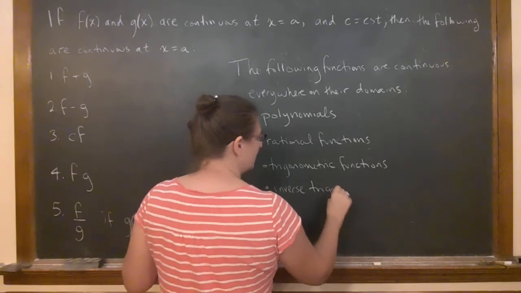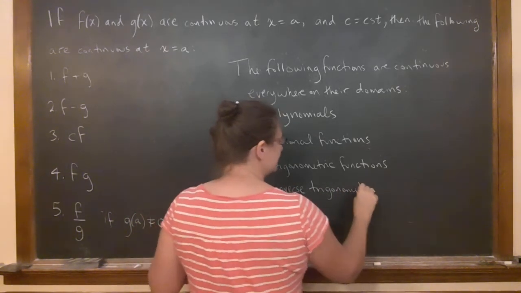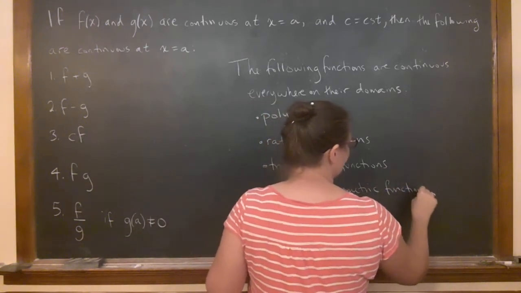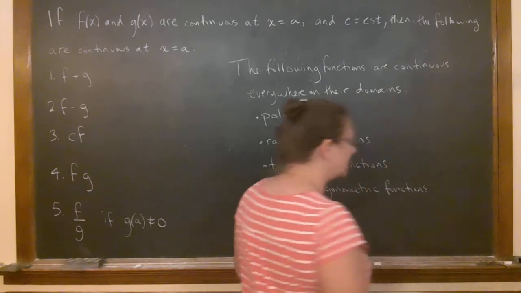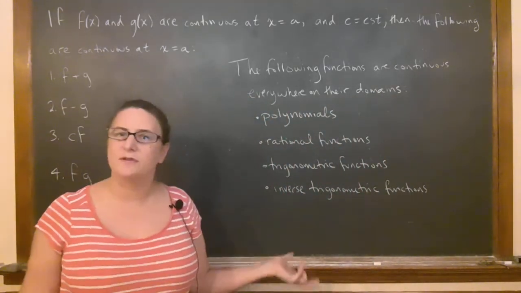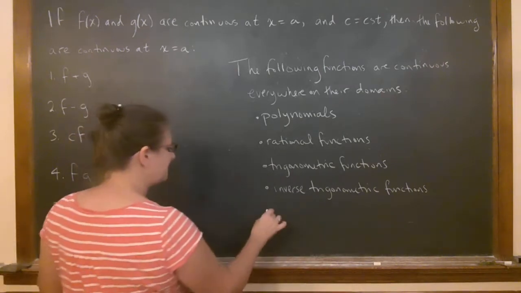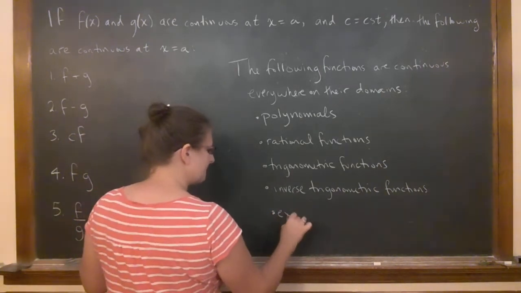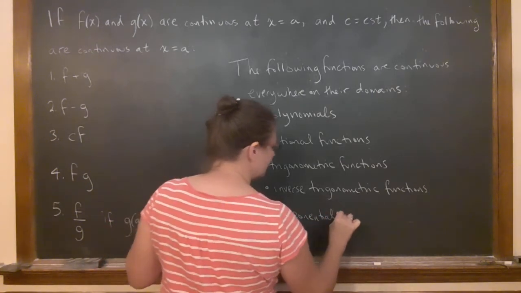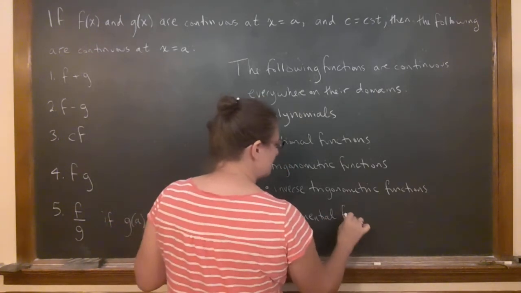Now, as you remember, the domain of the inverse trig functions is restricted because of the fact that we need a one-to-one function. So on that small domain, though, everything is continuous. Also, exponential functions. That's very nice. Nothing's wrong with the exponential function.